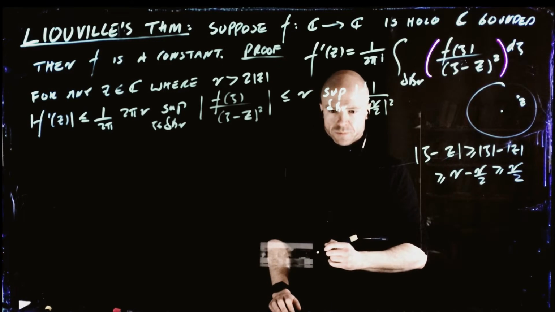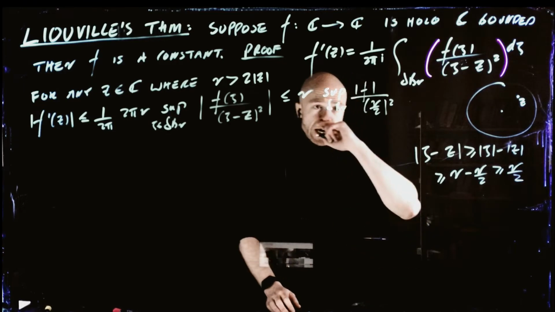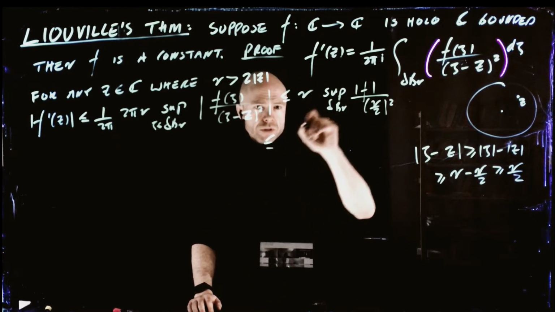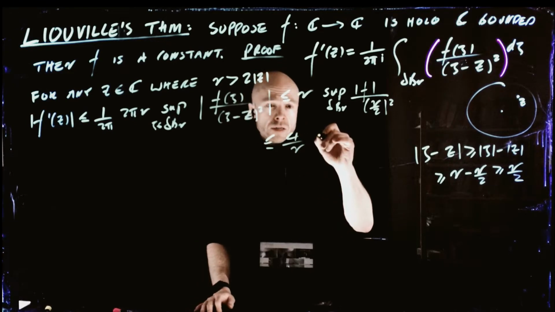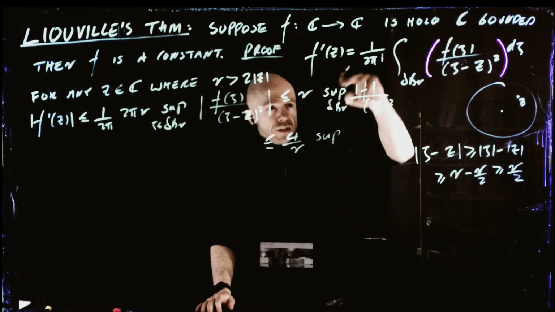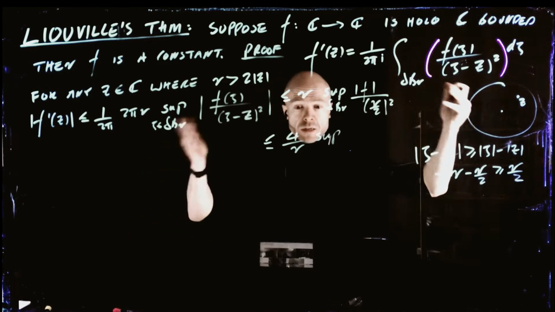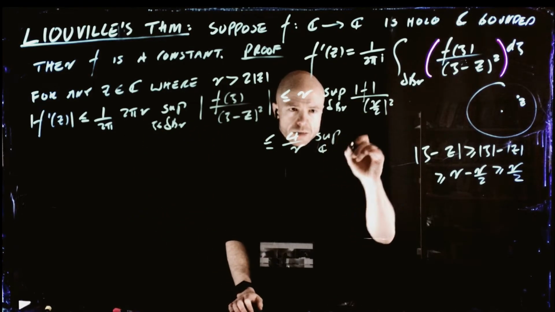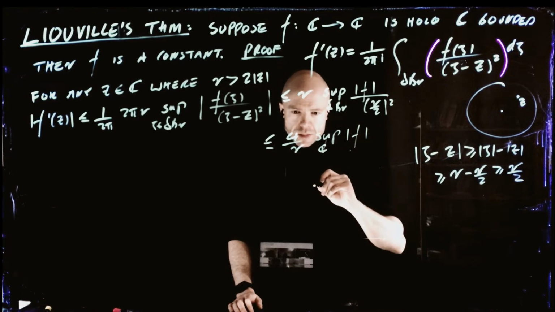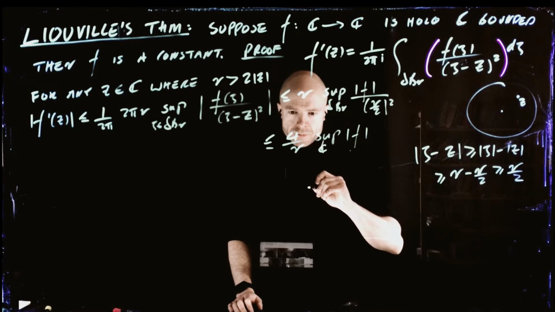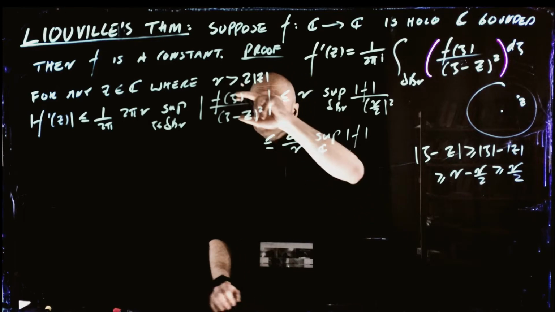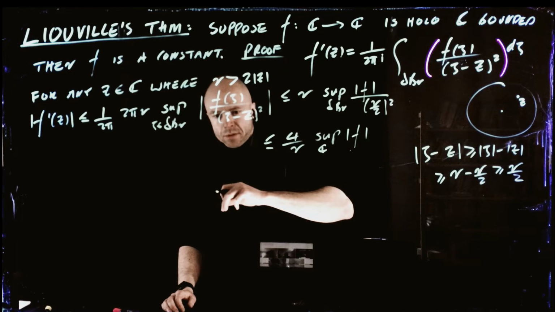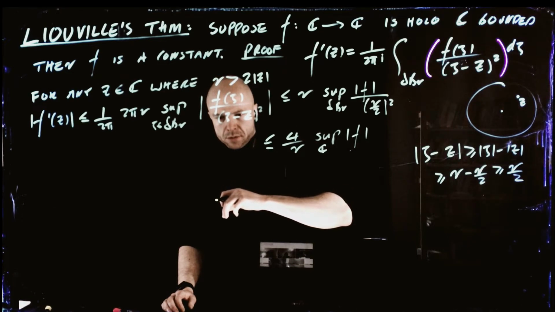Cool. And what's that? That is less than 4 over r times the supremum of f, which is finite because we're assuming it's bounded. So the supremum over all complex numbers c of the absolute value of f of c. And that's true for every single r which is bigger than twice the absolute value of z.